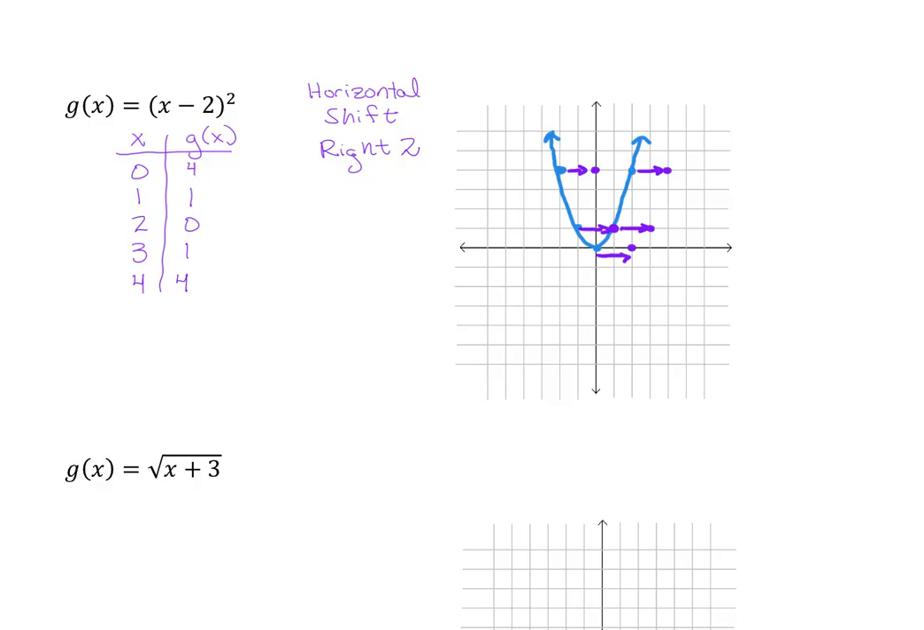And what we end up with is a parabola that looks like this. And if I was a better artist, it would look better. And if we look at our points, what are the points on this new graph? We have 0, 4. We have 1, 1. We have 2, 0. We have 3, 1. We have 4, 2, which is exactly what we got when we looked at our table.